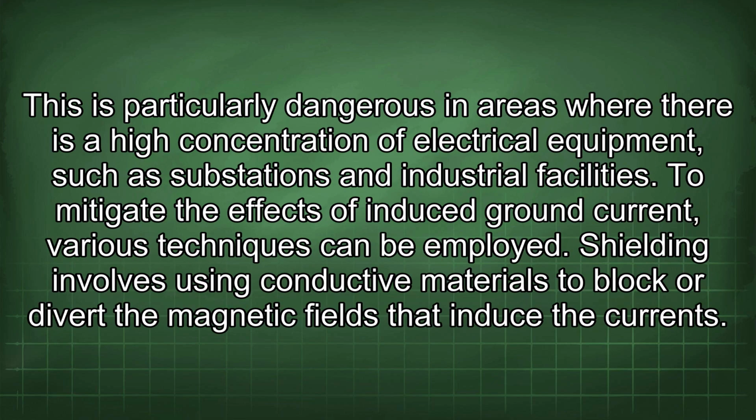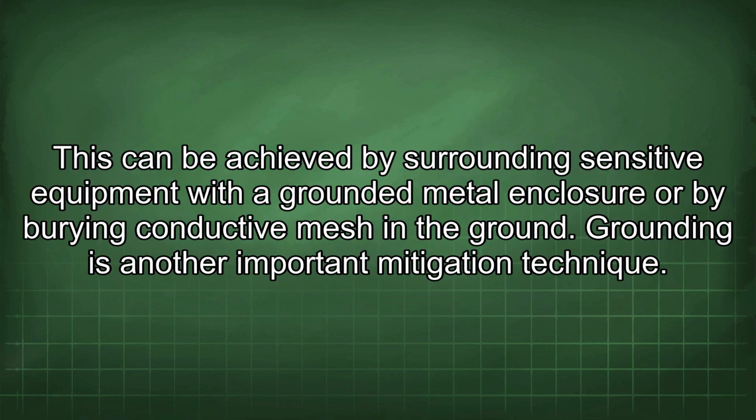This is particularly dangerous in areas where there is a high concentration of electrical equipment, such as substations and industrial facilities. To mitigate the effects of induced ground current, various techniques can be employed. Shielding involves using conductive materials to block or divert the magnetic fields that induce the currents. This can be achieved by surrounding sensitive equipment with a grounded metal enclosure or by burying conductive mesh in the ground.